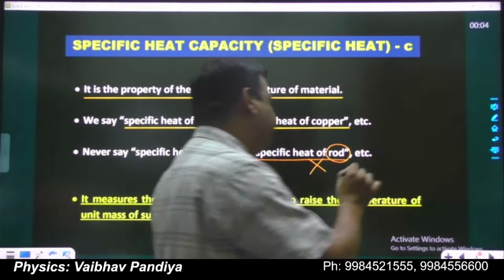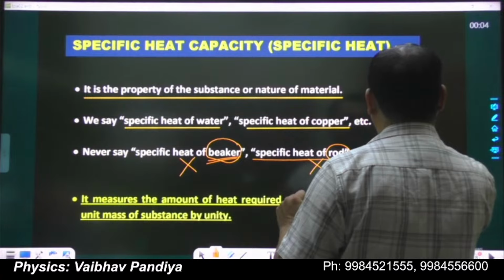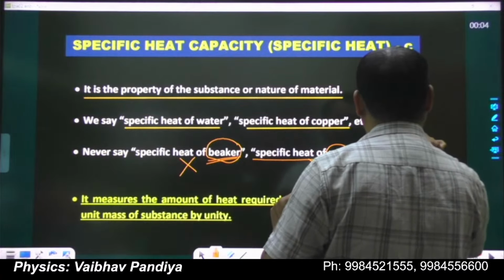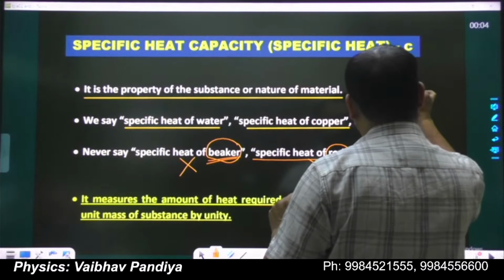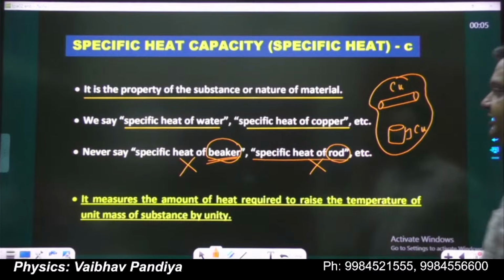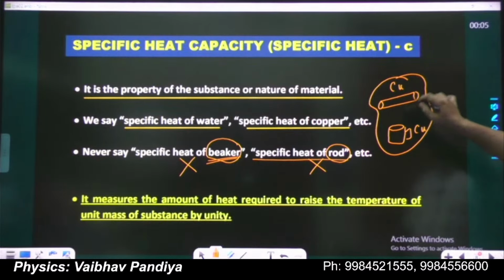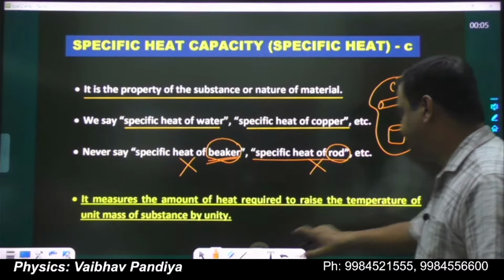It means what? If you have a rod of copper and if you have a cup of copper, can we say both will have the same specific heat? Yes or no? What do you think? Will both have the same specific heat? Yes, because both are made of copper, and specific heat is the property of substance.